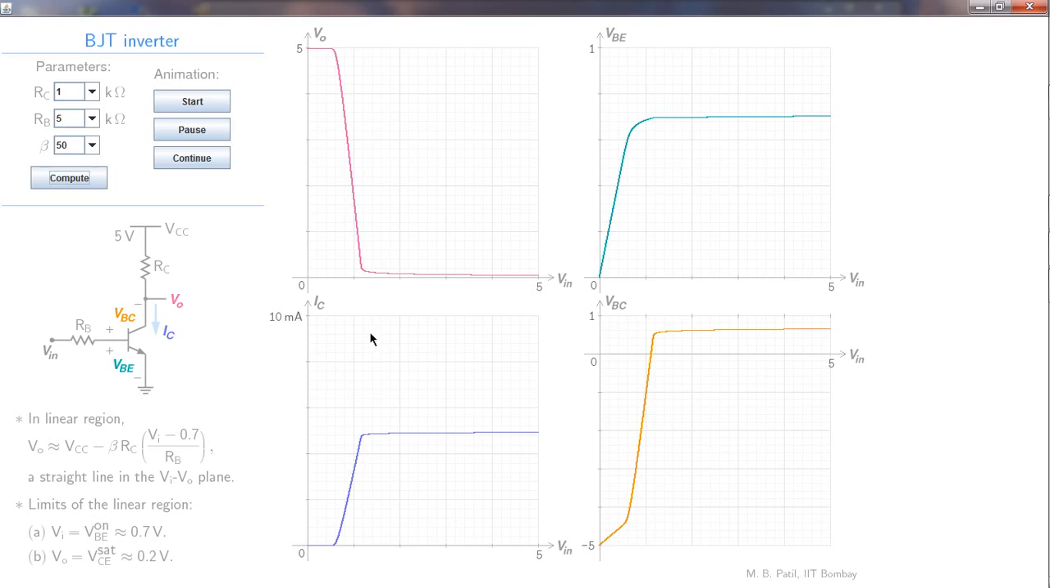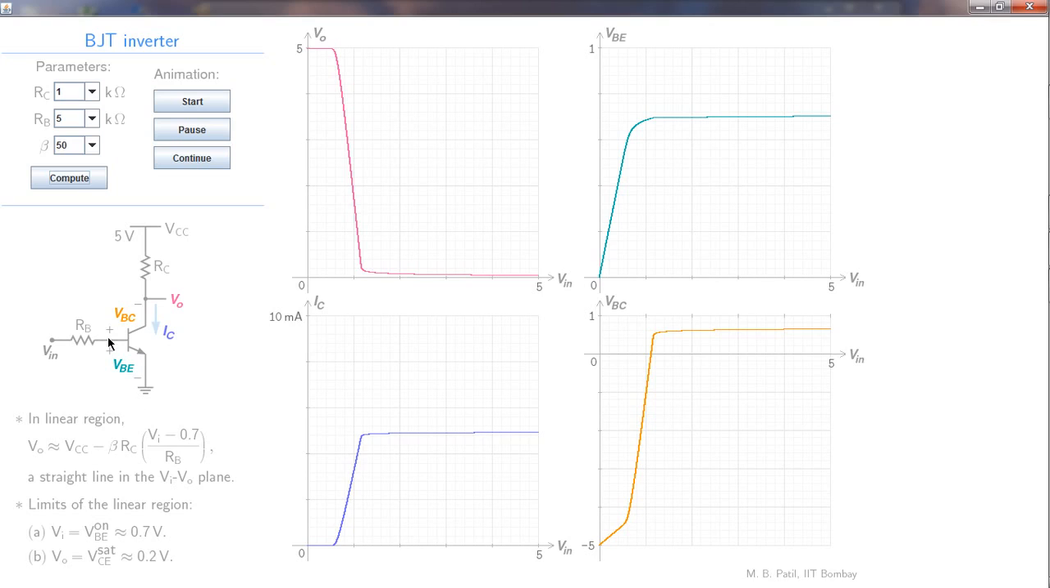What about VBC? VBC is the forward bias on the base collector junction. In the beginning, the transistor is in the cutoff region. VB is equal to VI because this voltage drop is 0, and VC is pulled up to VCC because there is no ICRC drop over here. So VBC is then VI minus VCC. So that is again a straight line with a slope of 1, that part there. At this point, which is the same as this point here or this point here, the transistor turns on and enters the linear region. And now for VO, we have this equation.